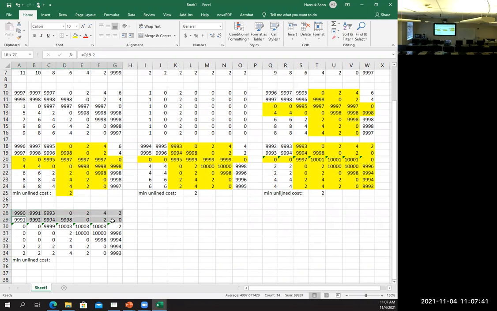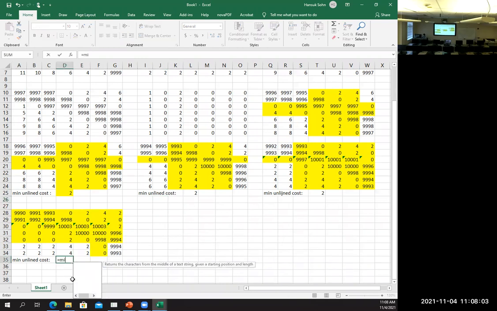So row 1 line, 2 lines, 3, 4, 5, and 6. I'm going to draw 6 lines. Yes. Okay. Now we can identify the minimum line cost. That's going to be 2. Okay.